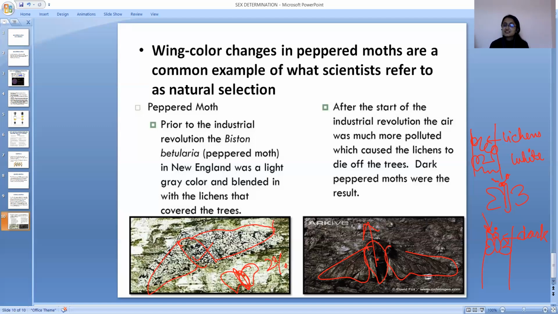So after this industrialization, the population of black peppered moth increases and population of white colored peppered moth decreases. Why? Because of the environmental factor. What are the environmental factor? Pollution. Pollution makes the white color bark dark in color, and the dark color moth is now camouflageable, while the white color moth is not able to camouflage anymore, and its population decreases. So this is a very popular example of natural selection.